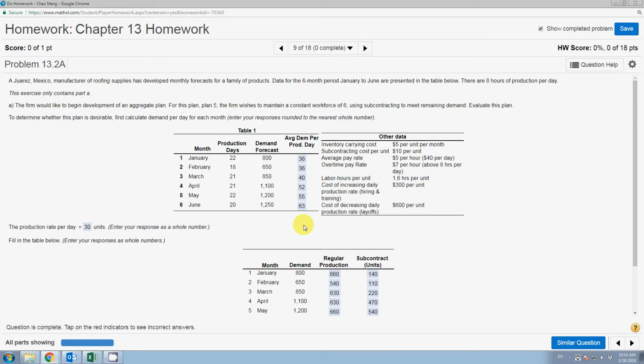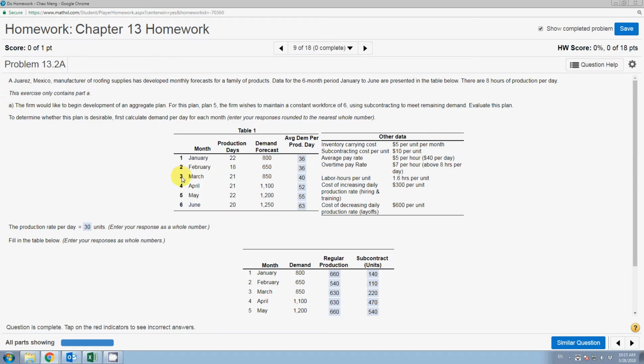Hello class, this is chapter 13 assignment question number 9. We're dealing with an aggregate plan. In this problem, the company has 6 workers, and for each day, each one has 8 hours of production.